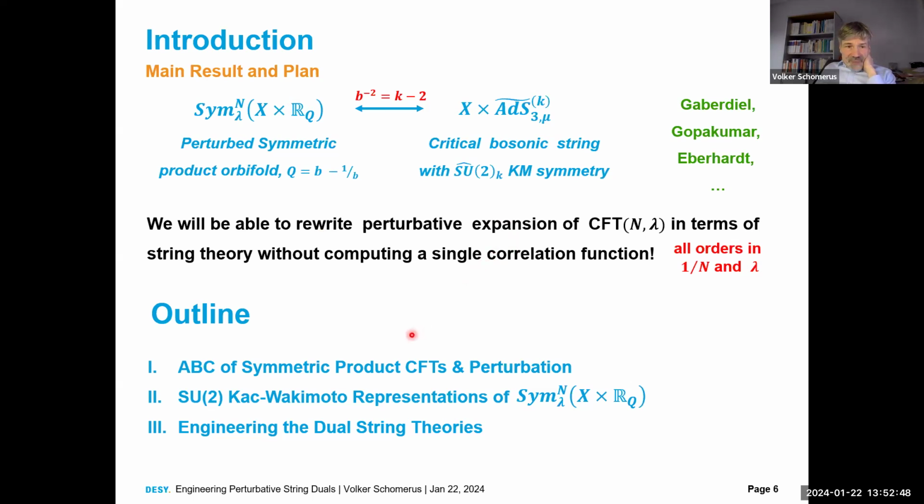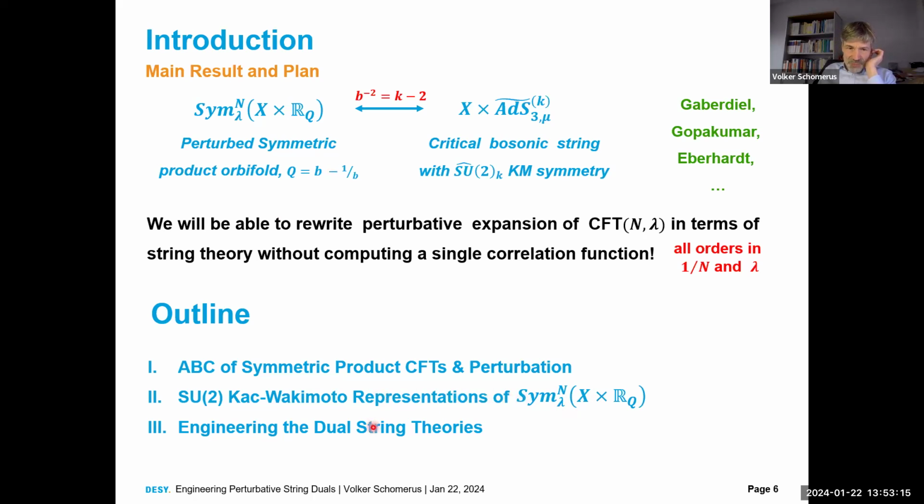So that brings me to the outline for this talk. In the first section, I will describe the CFTs, these symmetric product orbifolds, and their perturbation. So that explains this side of the correspondence. Then in the second part, I'll prove an exact formula for a correlation function that's an auxiliary result in some sense. And in some sense, this is the main new result of our work.